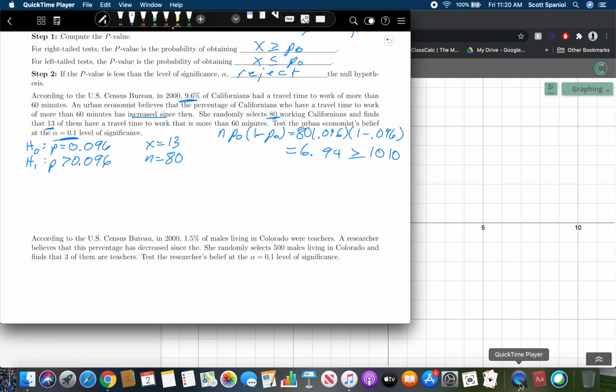Which is not greater than or equal to 10. So therefore we can't use a one prop z test or one prop z int. So that means now though we can do binomial.